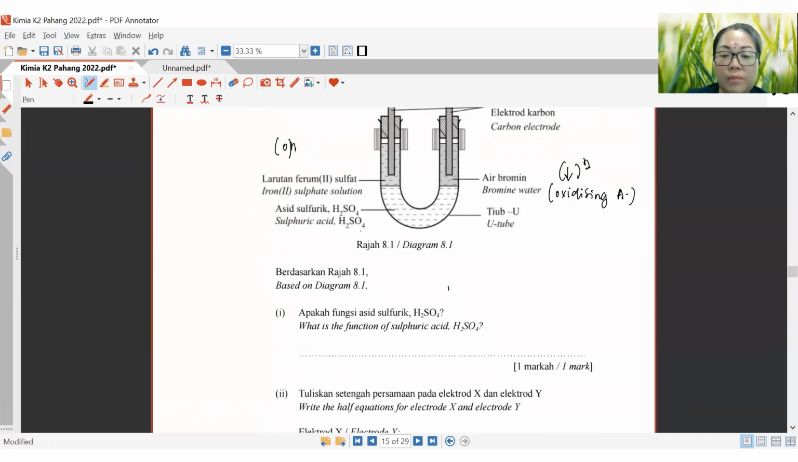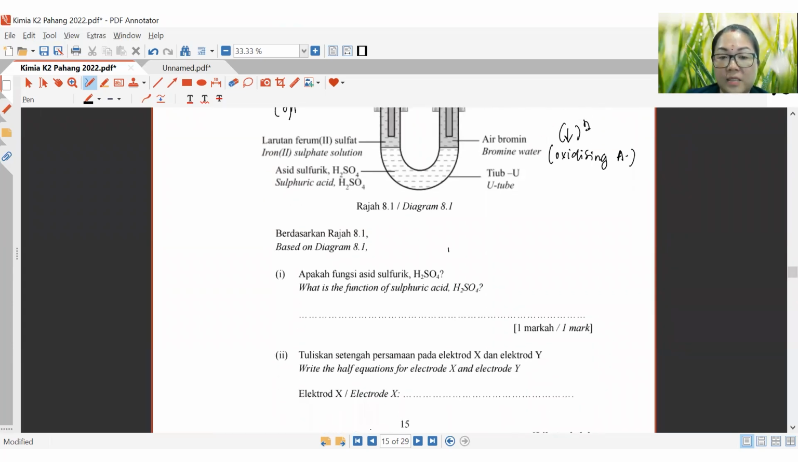Based on diagram 8.1, what is the function of sulfuric acid? Actually, sulfuric acid here serves like a salt bridge. In other words, it is to complete the circuit, to make sure the circuit is completed, or in other words, it allows movement of ions.